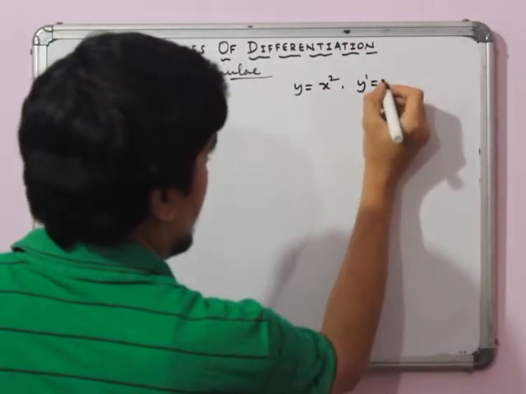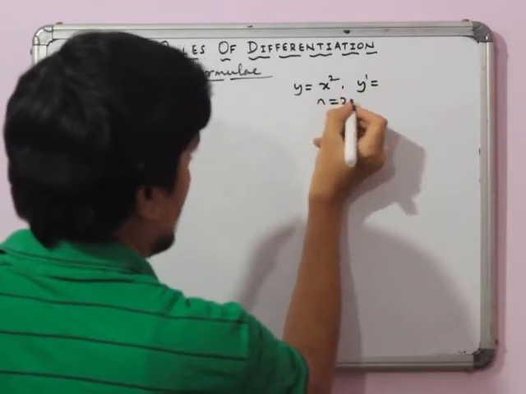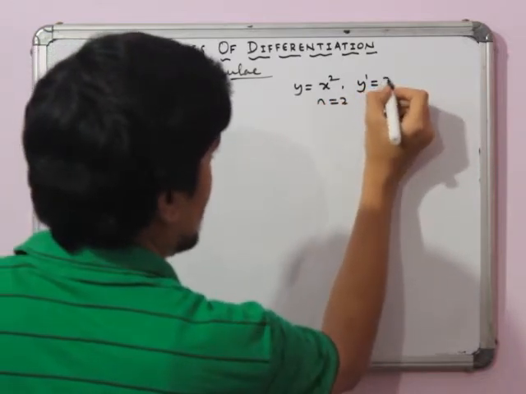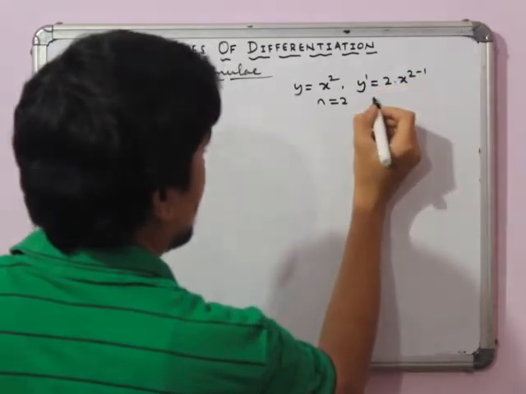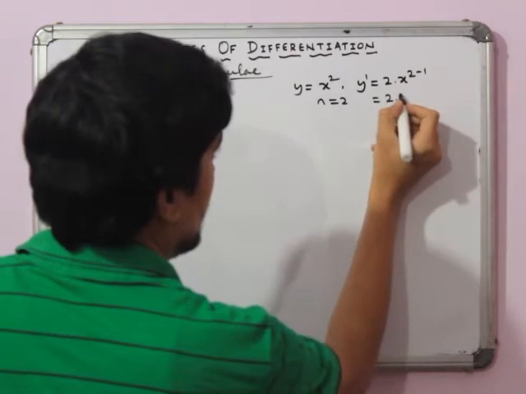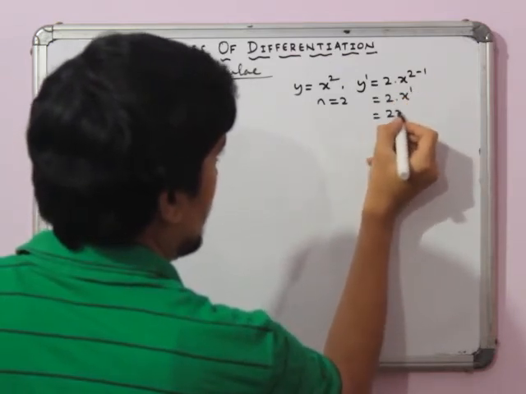So here n is equal to 2. So I will write n is equal to 2 in this example. So we can write it as 2 into x to the power of 2 minus 1, which is equal to 2 into x to the power of 2 minus 1, and 2 minus 1 is 1. So 2x.